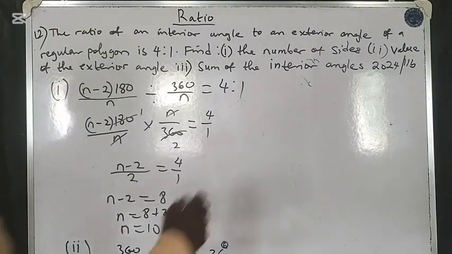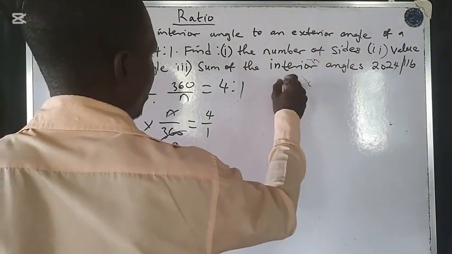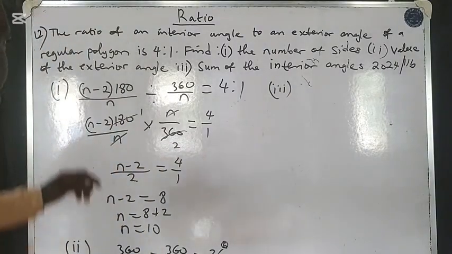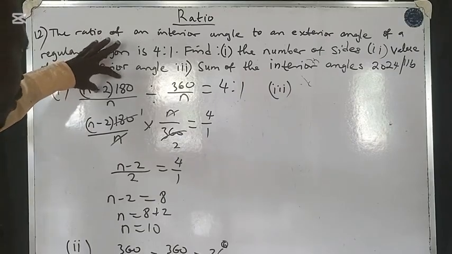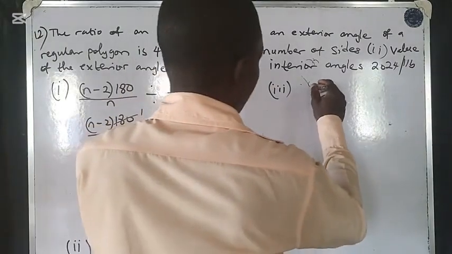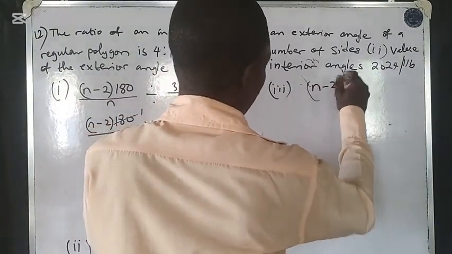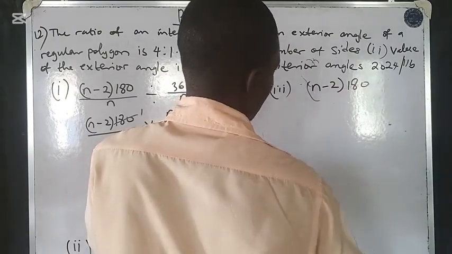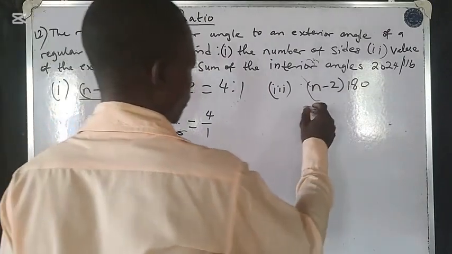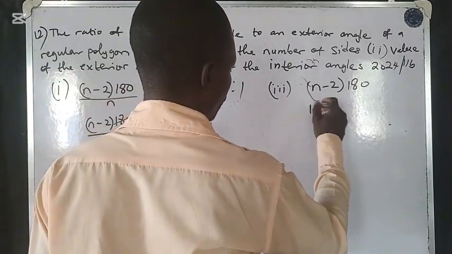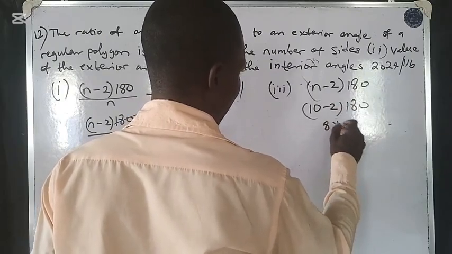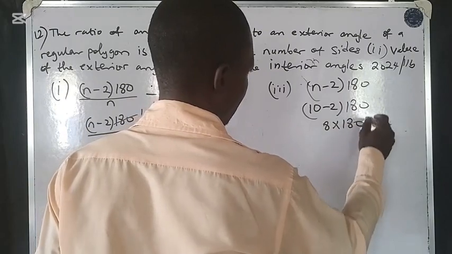So we move to the last one, the sum of the interior angles. As I said earlier, the sum of the interior angles formula is this, without the n as a denominator. So we write n minus 2 multiplied by 180. So we apply our value of n. Our value of n is 10. So we put 10 here. 10 minus 2 multiplied by 180. So we have 8 times 180.